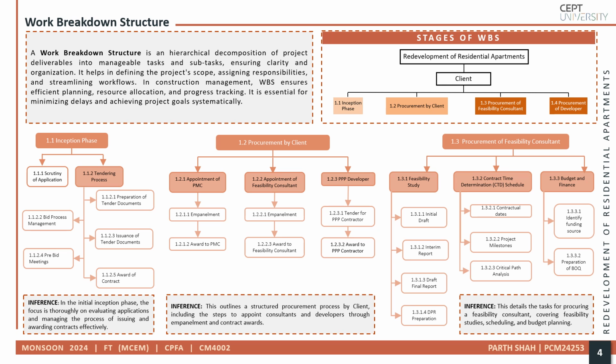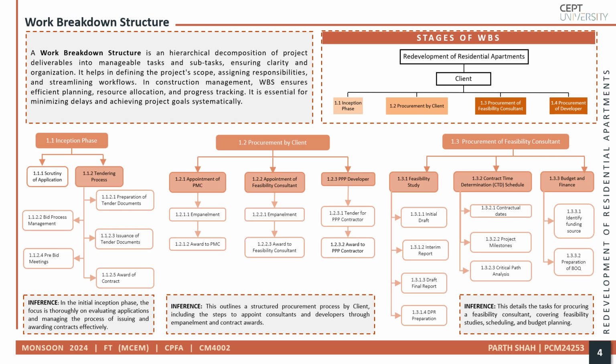For this project, the work breakdown structure was divided into five distinct stages, all falling under the client scope of work. The first stage was the inception stage, which involved initial activities such as scrutiny of applications, obtaining necessary approvals, and preparing tender documents. Following this, the next stage focused on the procurement of various consultants and a developer. This included appointing a project management consultant, a feasibility consultant, and finally selecting a developer for the project.